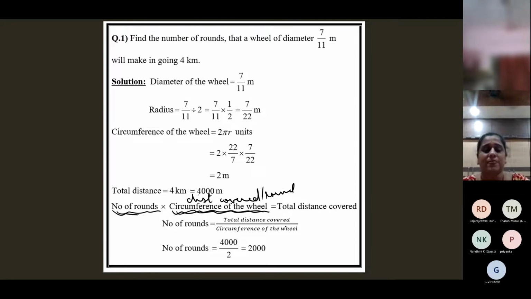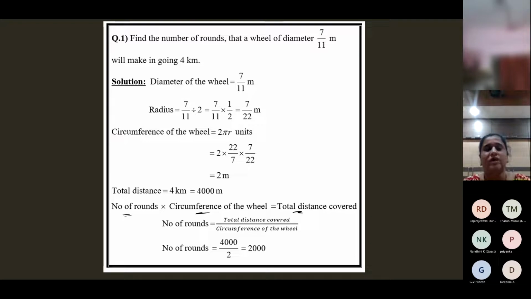You cannot forget this. What will be the number of rounds? You know this, no? You can substitute here itself, you don't have to write this also, and get the answer. I've just written number of rounds is equal to total distance by circumference of the wheel. So what's the total distance? It's given here: 4,000 meters.